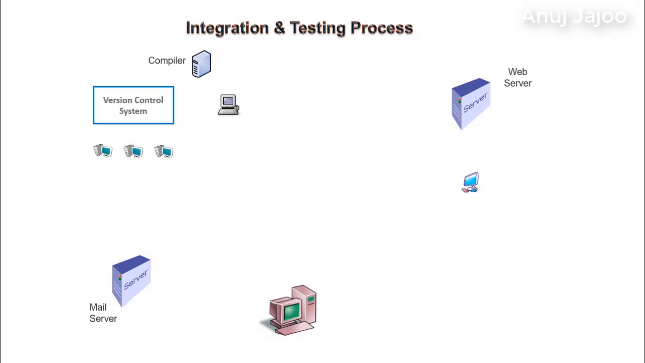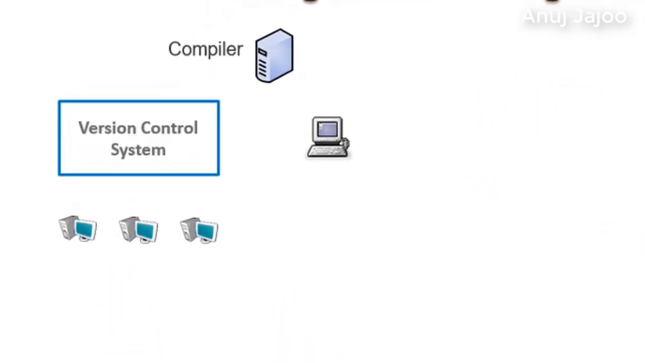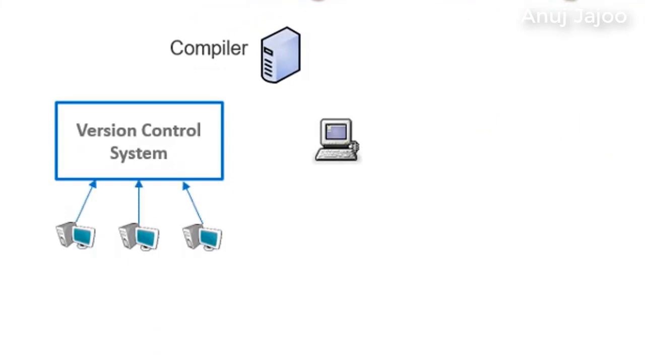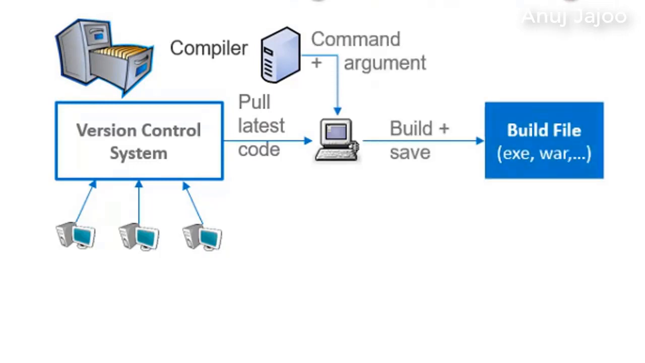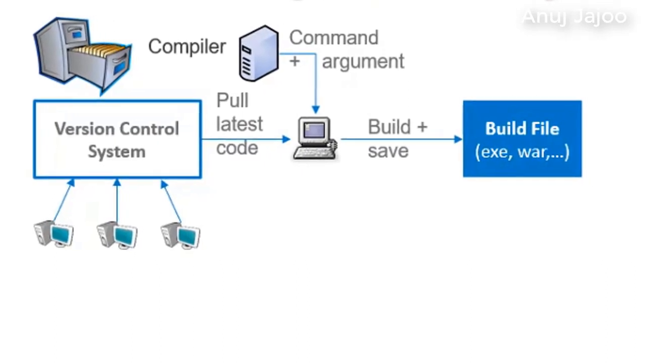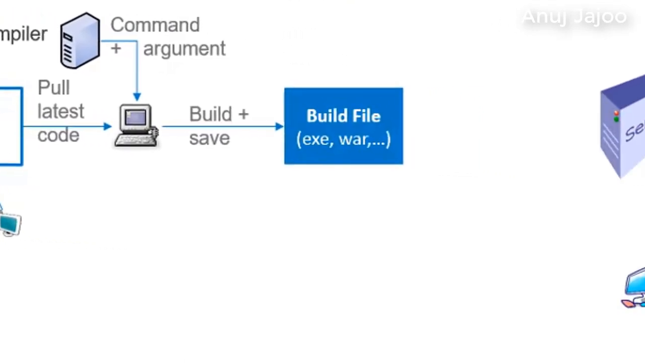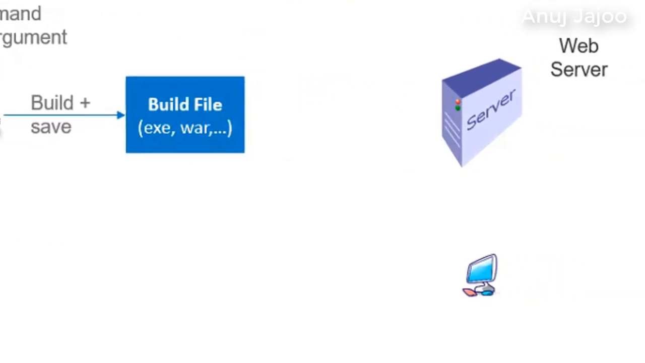Let's understand the process of integration and testing in a traditional environment. Step 1. Programmers check in their code in the version control system. Step 2. The testers then pull the code and compile it to create a build file. It could be an exe file or any other format. For example, in this case, consider it as a WAR file for a web project.